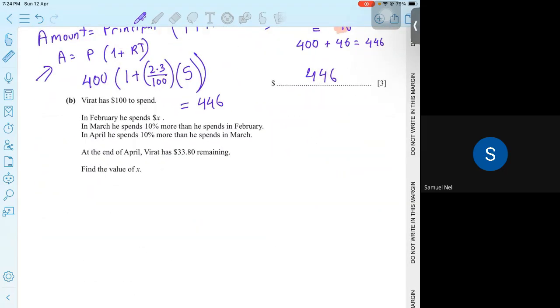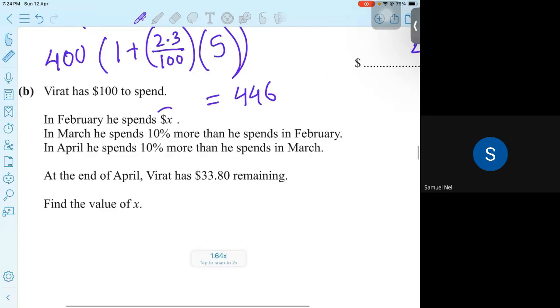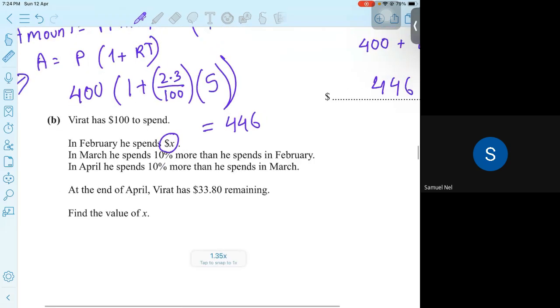The next question says, Virat has $100 to spend. In February, he spends X dollars. Okay, so this is the first variable that we have. In March, he spends 10% more than he spends in February. Can you recall from a couple of questions back of how I explained this to you, how to write this 10% increase? It's 1.1x, right? Do you all remember this?